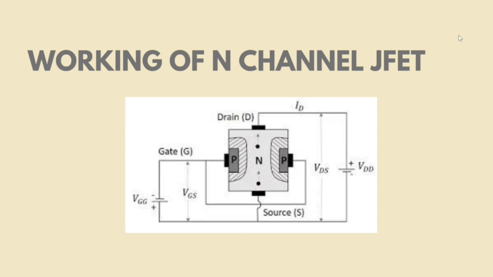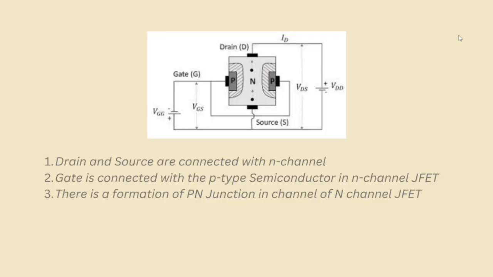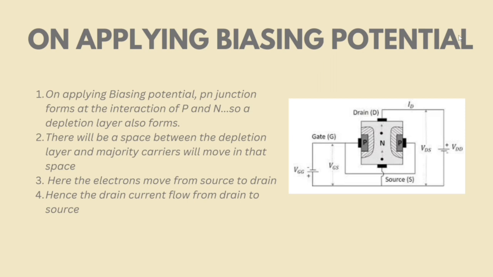So now let us look at the working of an N-channel JFET. If we look very closely at the biased circuit, we can notice that the drain and the source terminals are connected with the N-channel. We can also observe that the gate is connected to the P-type semiconductor and there is a formation of a reverse biased PN junction. When the biasing is applied, we can see that PN junctions form at the interaction areas of the N and the P semiconductors. Between the two semiconductors, there is some free space left. In that free space, the electron travels from the source to the drain, which results in the current, called the drain current, flowing from the drain to the source.